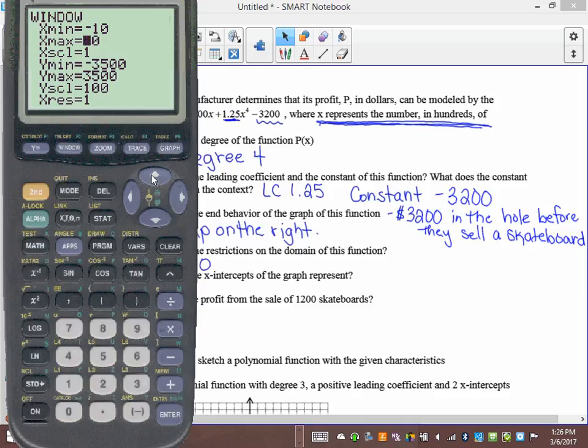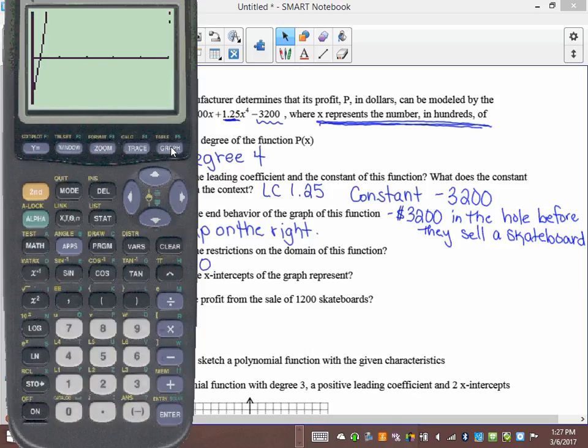I'm going to make my x minimum be 0 because you can't have negative skateboards. And right now, if I leave my x max be 10, then I'm actually looking at how many skateboards? 1,000, right? 10 is actually 1,000 because you add the extra 2 zeros because it's per 100. So I'm going to do 5,000 skateboards. I'm going to do 50. And then I'm going to make each of my ticks be 10. Like I said, if you leave your x scale be 1, it's not going to be a big deal.